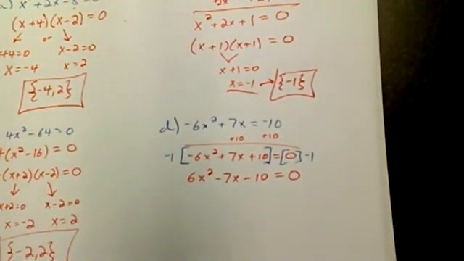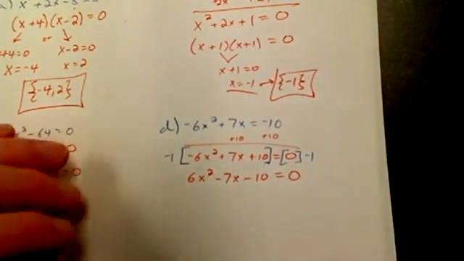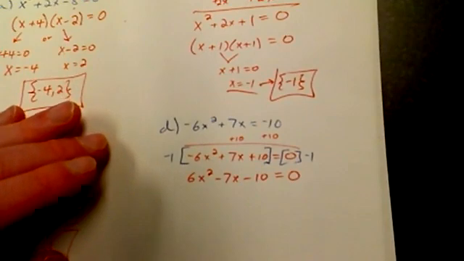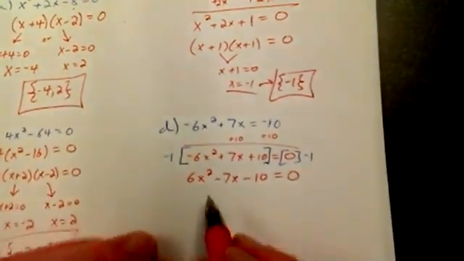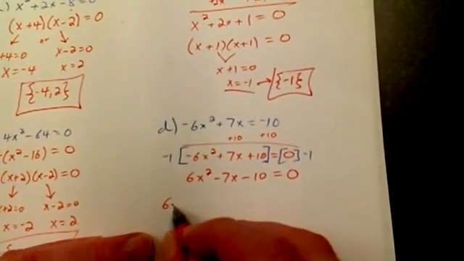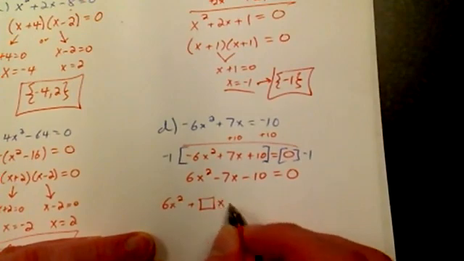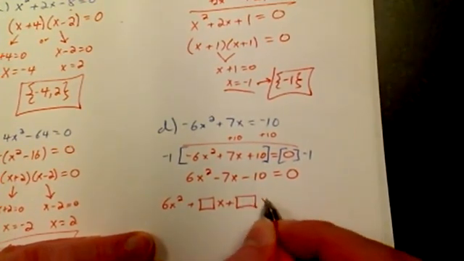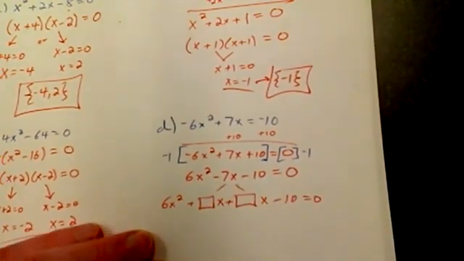You can guess and check. You can try 2x and 3x or x and 6x. But I like the AC method from factoring. Okay, and if you want any more videos on how to do this, please let me know. But what I'm going to do is I'm going to split this middle term. Some people call this the box method. So I'm going to split negative 7x between these.